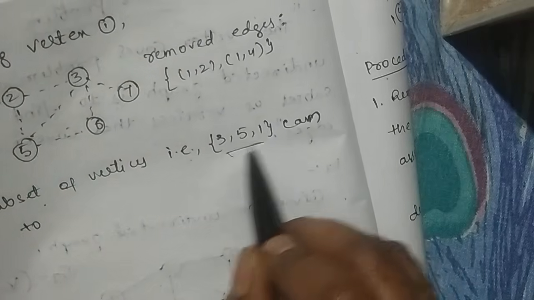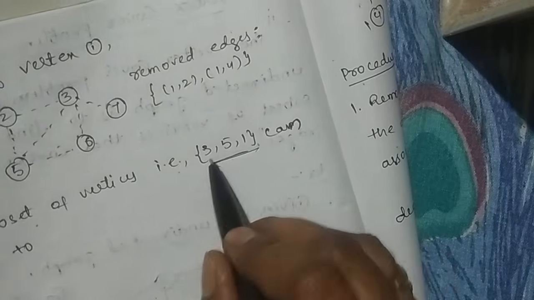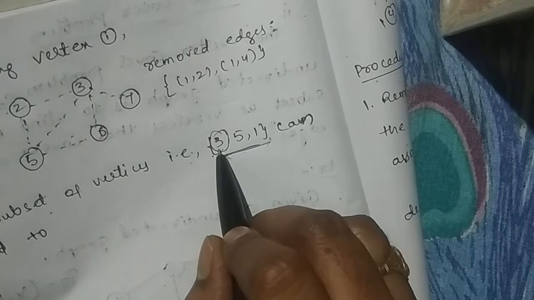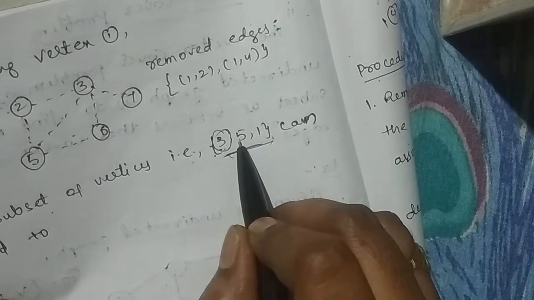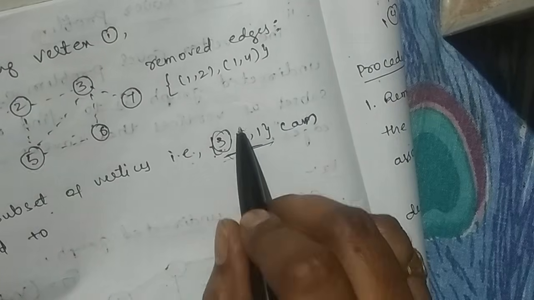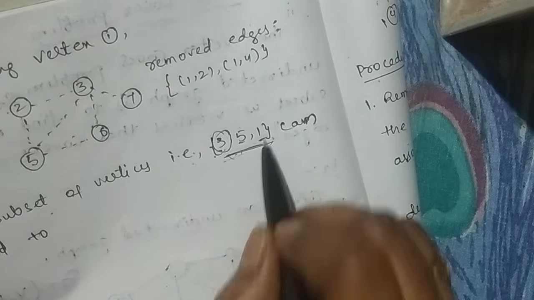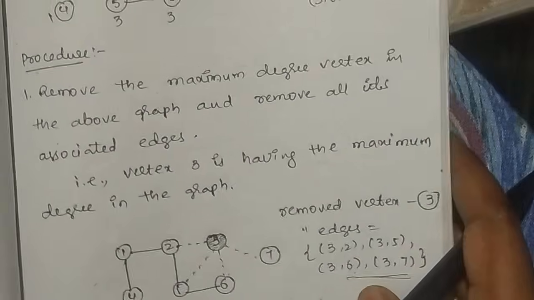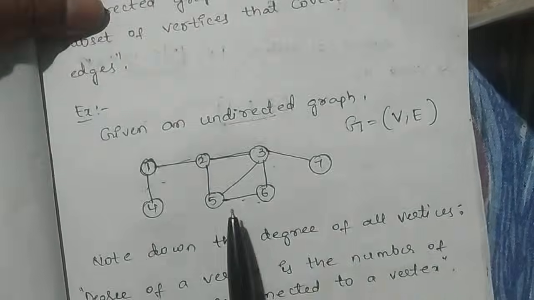So this is the subset. That means in the first step we selected vertex number 3, and we removed all the edges connected to vertex 3. In the second step we selected vertex 5 and removed all the edges connected to 5, and in the final step we selected 1 to remove the edges. So this is the subset. What is the subset here? 3, 5, 1. So only 3 steps are used here. Within 3 steps only we can find the solution of the vertex cover problem of this graph.